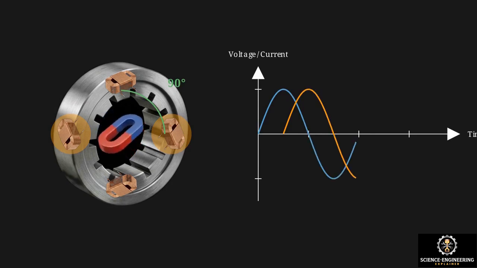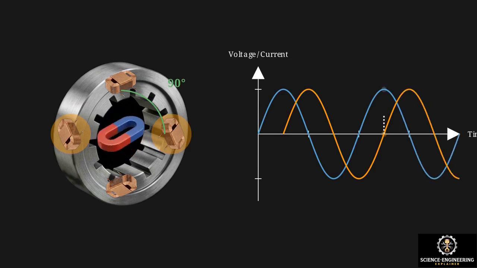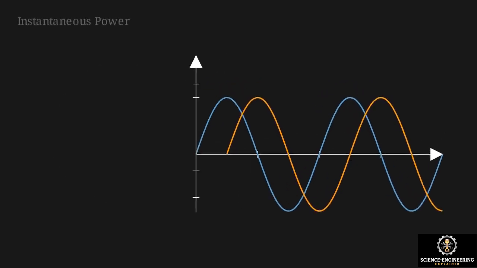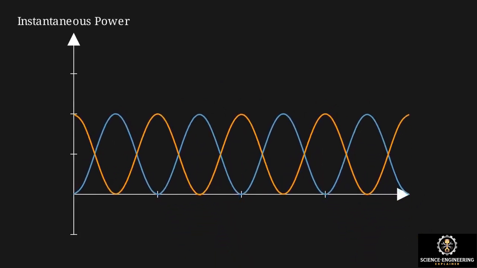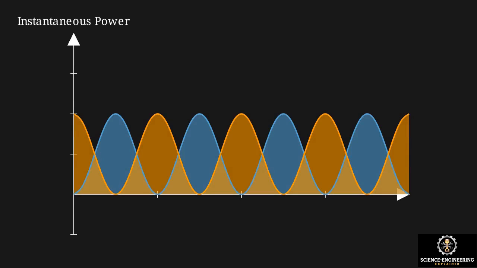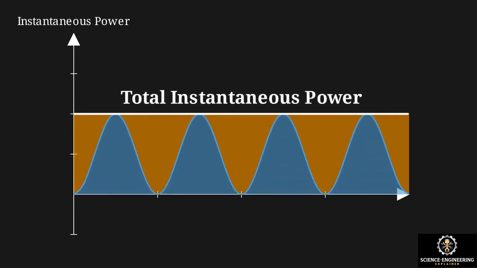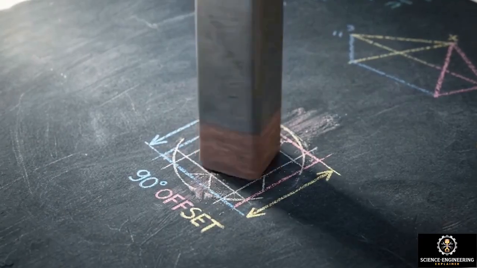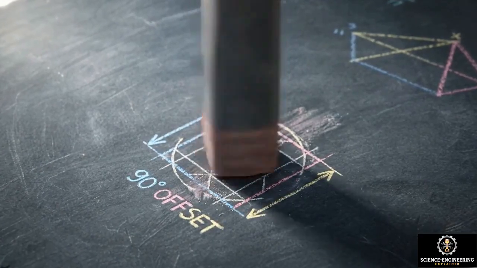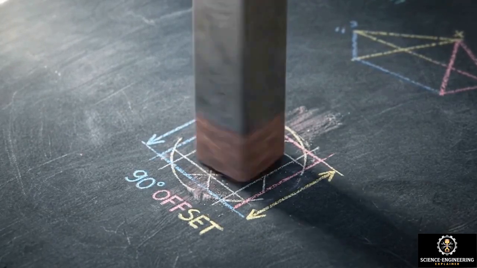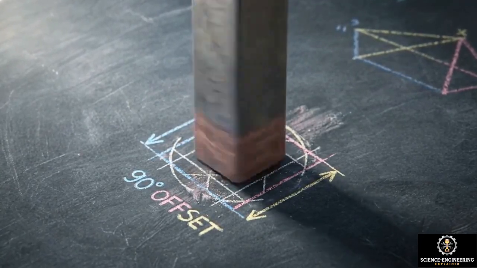This second coil experiences the magnetic field a quarter cycle later, producing a second set of voltage and current waveforms. When we mathematically combine the outputs of both phases, the pulses overlap. Because one phase is at its peak while the other is at zero, the total instantaneous power becomes a flat, continuous line that never drops. This exact 90-degree delay creates a rotating magnetic field, allowing motors to self-start and run with constant torque.